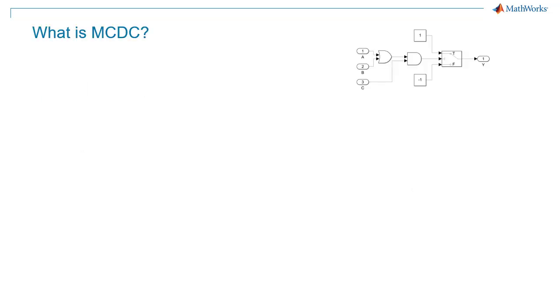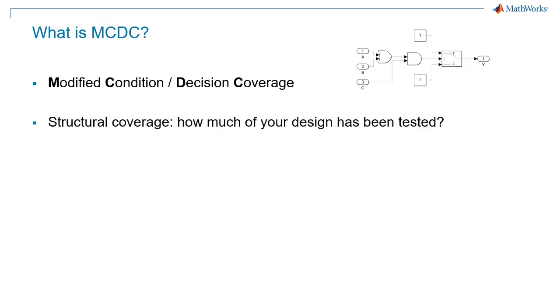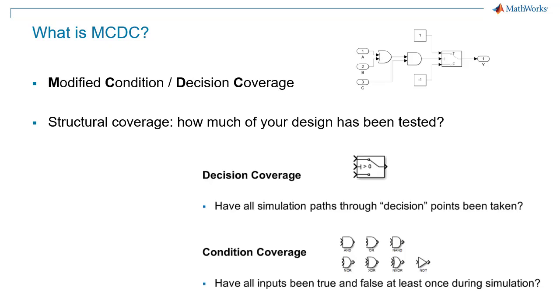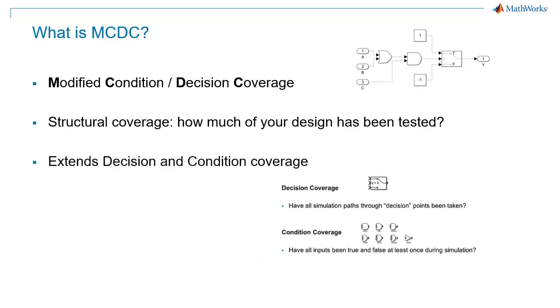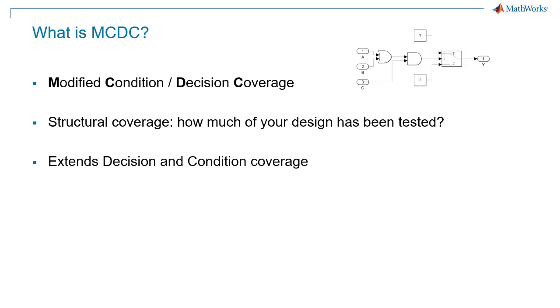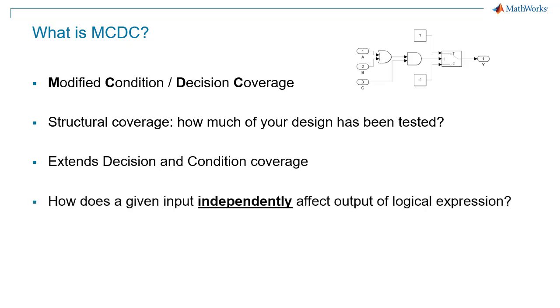MCDC, which stands for Modified Condition Decision Coverage, is a structural coverage metric. Structural coverage analysis measures how much of your design has been tested. Two common forms of structural coverage are decision and condition coverage. MCDC extends decision and condition coverage by requiring that each condition should independently affect the decision outcome. In other words, MCDC shows how a given input independently affects the output of a logical expression.